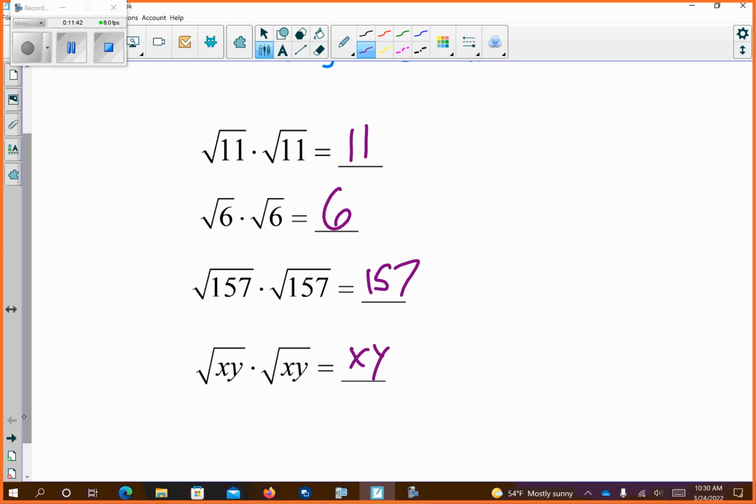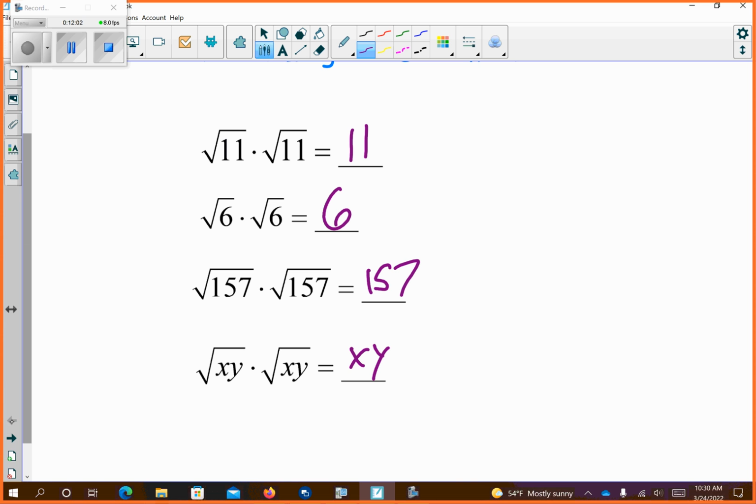Does that make sense? There's no reason to multiply 157 times 157 and then say I'm going to take the square root of it. If I'm taking the same radical times the exact same radical, the radical is going to cancel out. Everyone's good so far? So you're seeing the patterns well.